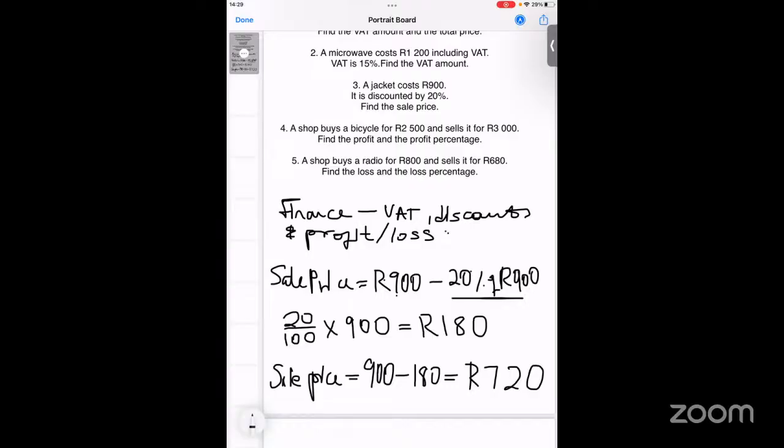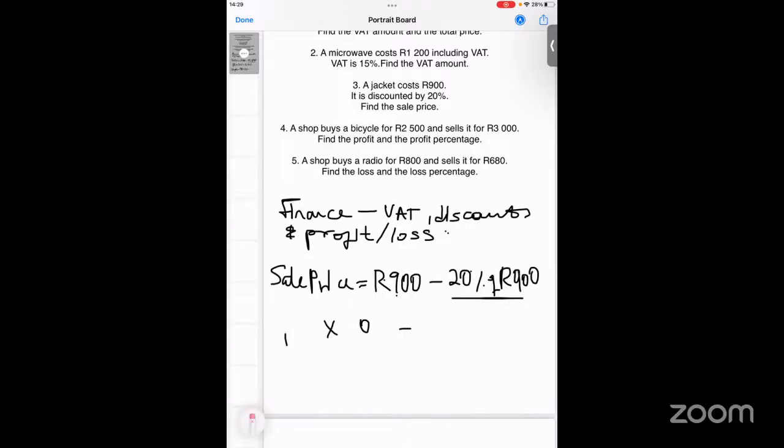So now they talk about a shop that buys a bicycle for 2,500 and sells it for 3,000. Find the profit and the profit percentage. I think in terms of the profit, we can easily see what the profit is: it's that extra that you make from the sale or from selling that.